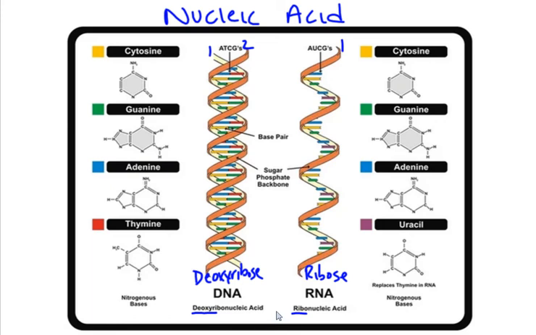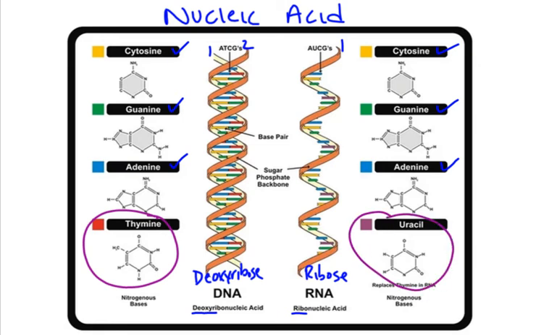And then finally, they differ on a specific nitrogen base. Notice how both of them have cytosine. They both have guanine, so C still bonds with G. They both have adenine. But there is a difference in what bonds with adenine. DNA has T, RNA has U. So our third and final difference is RNA has uracil and DNA has thymine.